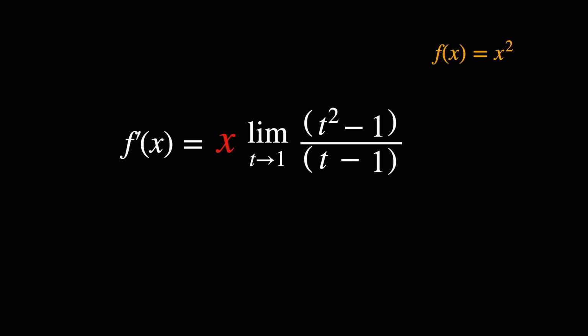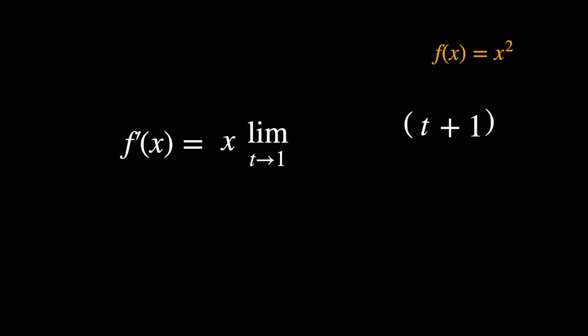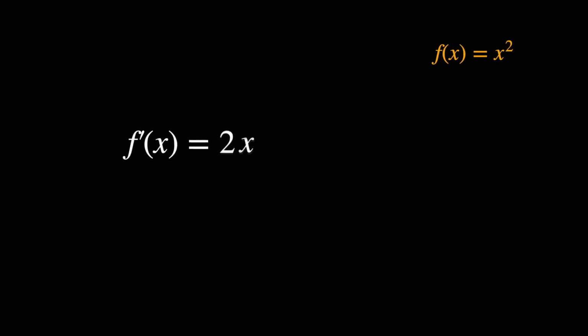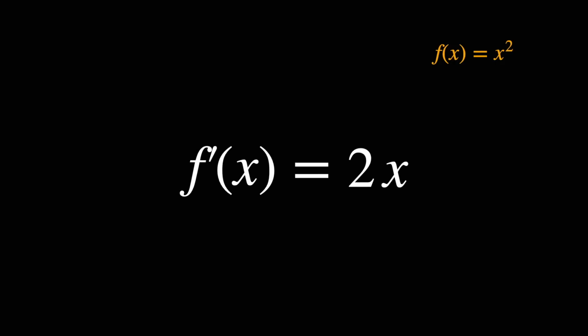The derivative of x squared must be proportional to x, where the constant of proportionality is whatever the value of the limit is. So let's evaluate the limit. We factor the numerator, cancel the t minus 1 factor, and we plug in 1 for t, giving us a constant of 2. So now we know the derivative is 2x. A little bit faster, a little bit simpler. Let's try a slightly trickier example.